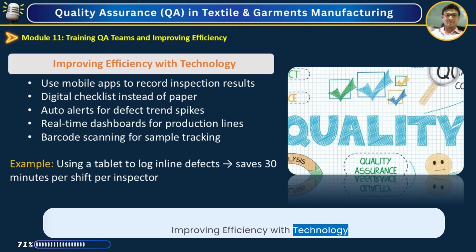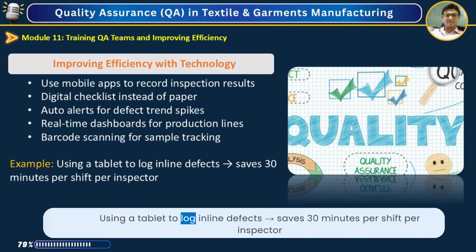Improving efficiency with technology. Use mobile apps to record inspection results. Digital checklist instead of paper. Auto alerts for defect trend spikes. Real-time dashboards for production lines. Barcode scanning for sample tracking. Example: using a tablet to log inline defects saves 30 minutes per shift per inspector.